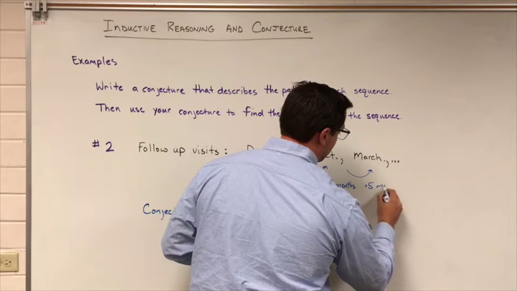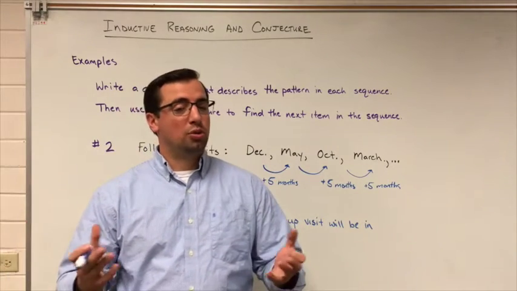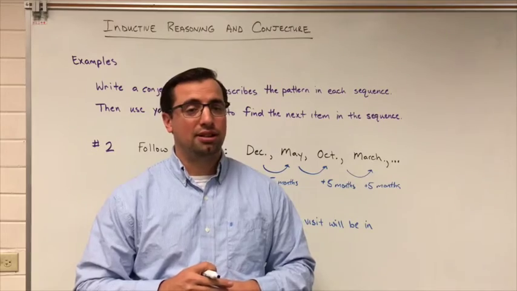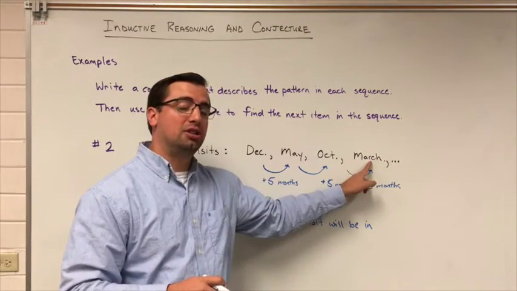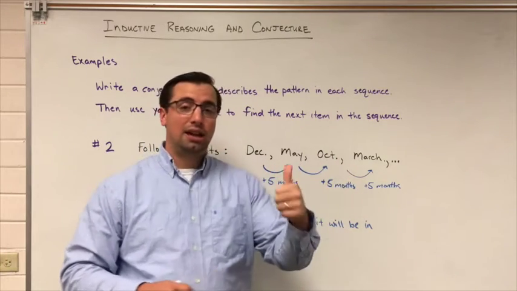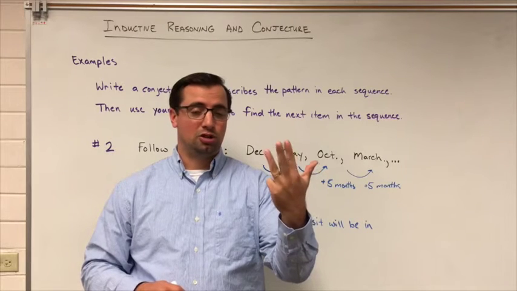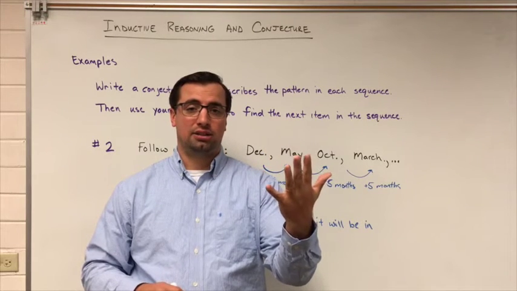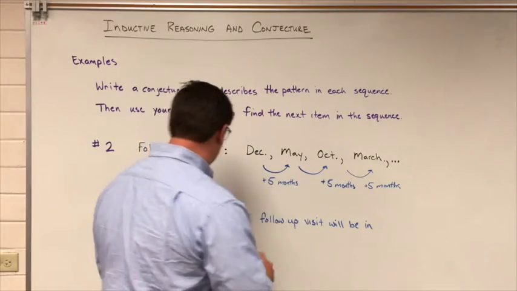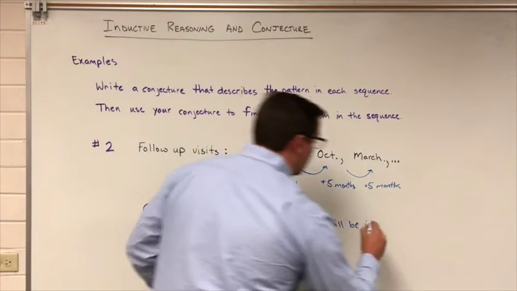Plus 5 months. So if this pattern holds true, we're ready to make our conjecture about when the next follow-up visit is going to be. Let's start. Here we are at March. Let's figure out when that next month is. We got March, April, May, June, July, August. August seems to be the 5th month. And so our conjecture is going to be that the next follow-up visit will be in August.